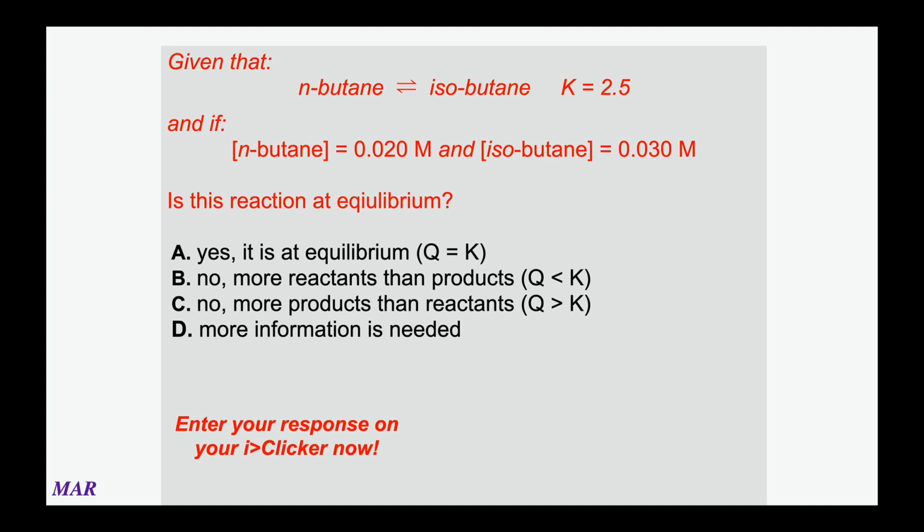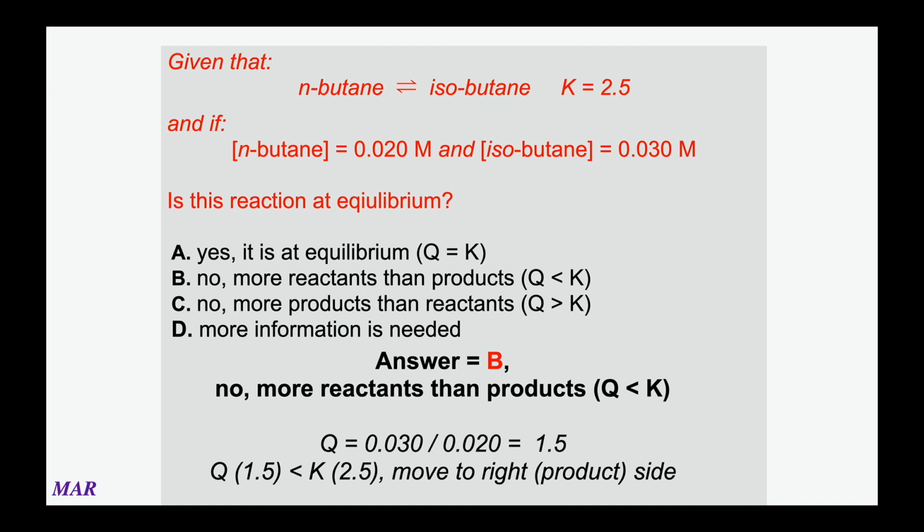That means we're going to have more products than reactants when the shift occurs. But initially, we have too many reactants. So we need to turn some of them into products. Answer B here would be the right way.